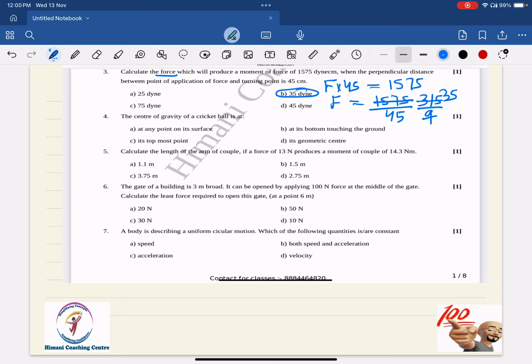Now, question number 4, the center of gravity of a cricket ball. Now, the shape of a cricket ball is a sphere, and for a sphere, the center of gravity is its geometric center. So, very easy question.